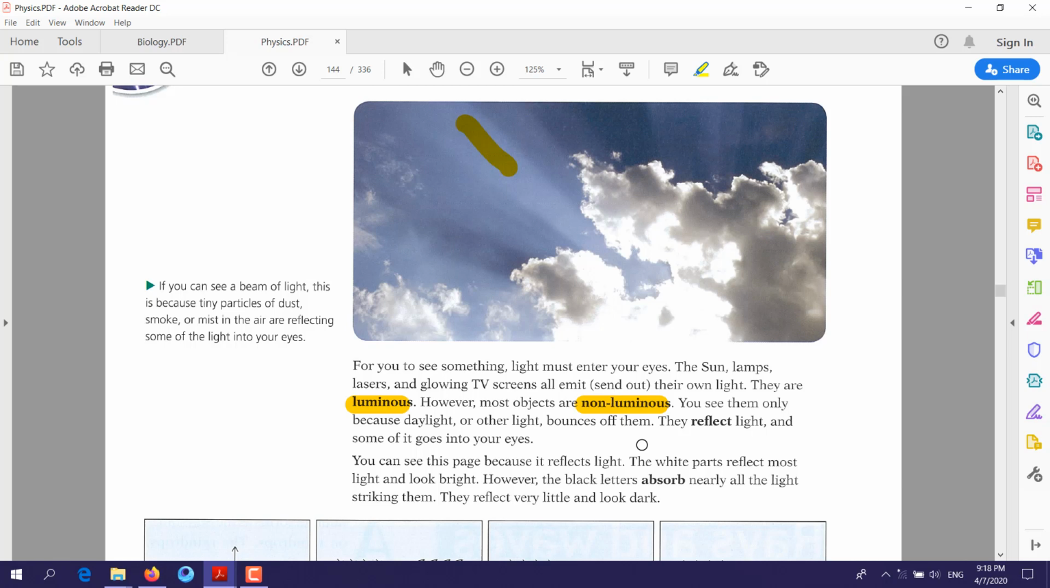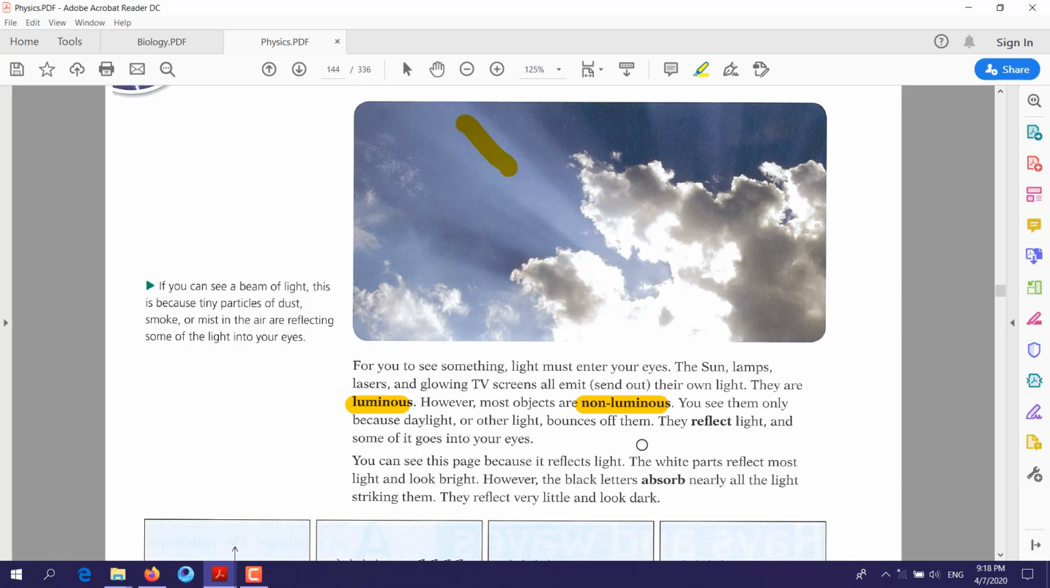Now, we have two types of objects. The first group, we call luminous. The second one, we call non-luminous. The difference between luminous and non-luminous objects is what? Luminous objects emit. They are a source of light. They give light. While non-luminous objects will not give light. They will just reflect the light.